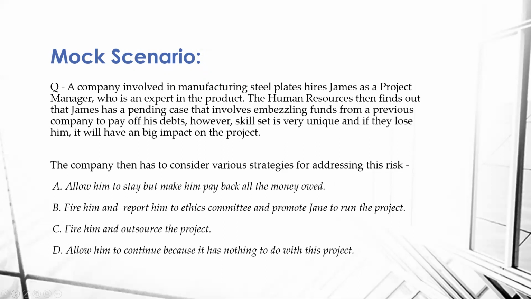So A, allow him to continue to stay on the project, but pay back all the money that he owes. That will be mitigate. B, fire James and report him to the ethics committee and promote Jane to run the project. That will be avoidance. C, fire him and outsource the project. That should be an easy one. That's transfer. And D, allow him to continue because it has nothing to do with your project. That will be a form of acceptance.